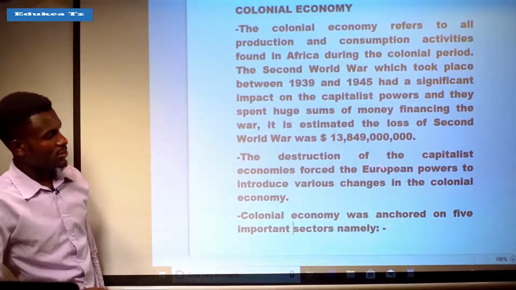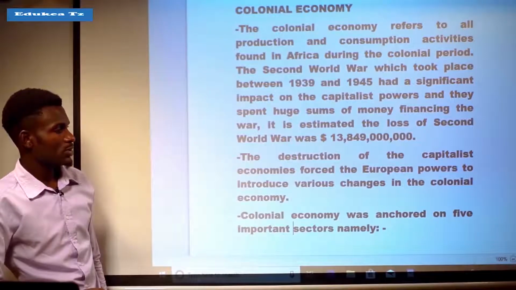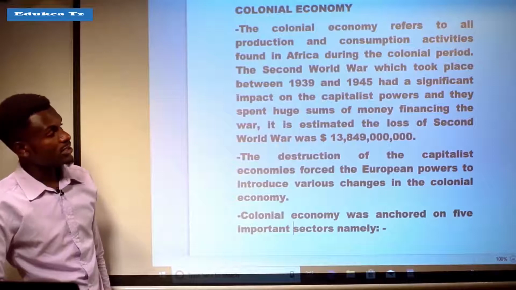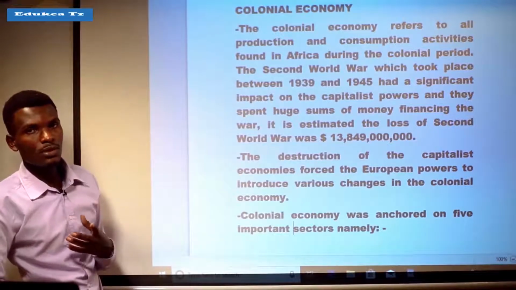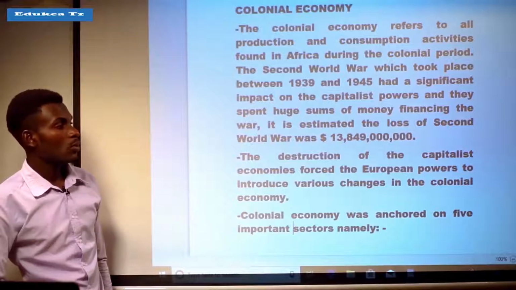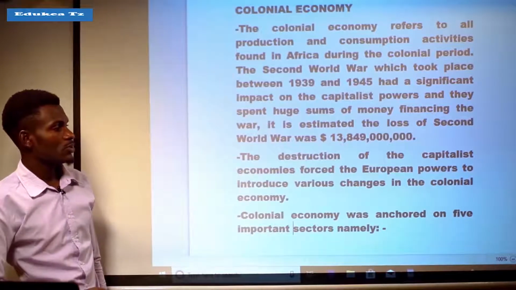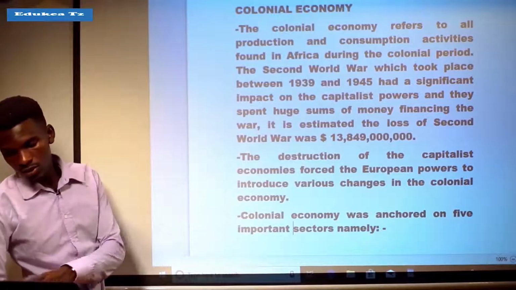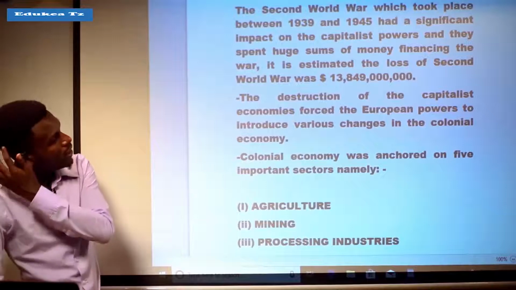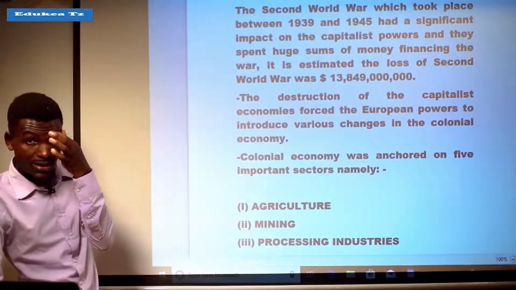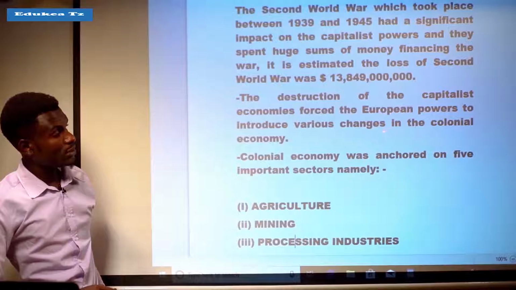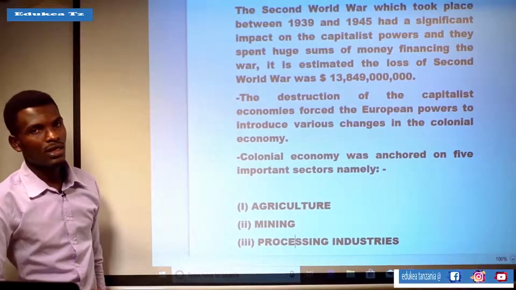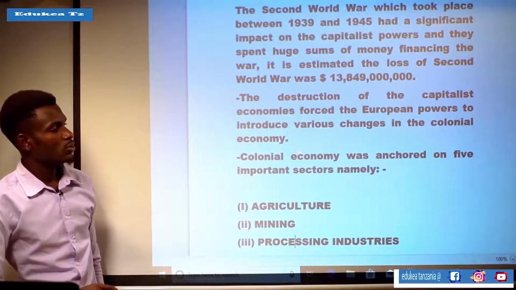The destruction of the capitalist economies forced the European powers to introduce various changes in the colonial economy. It means that the destruction of the capitalist economy by World War II led the European powers to introduce various changes in the colonial economies, so as to revamp the economies that were destroyed by World War II.